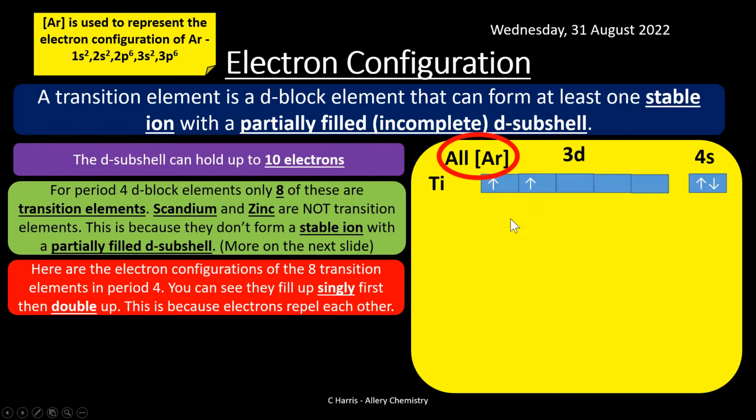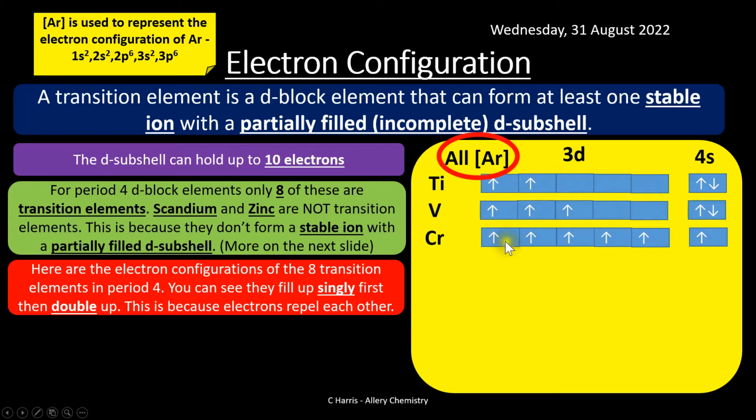So titanium is the first one. It has 4s2, and it has 2 in the 3d orbital. So this is a partially filled 3d orbital, so it's definitely a transition element. Vanadium has 3. Chromium has 5.